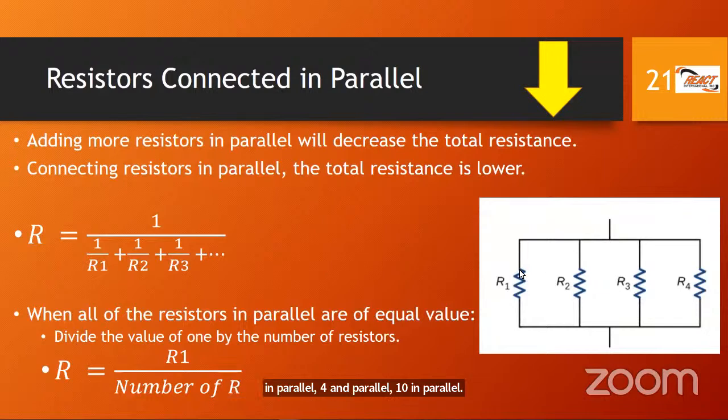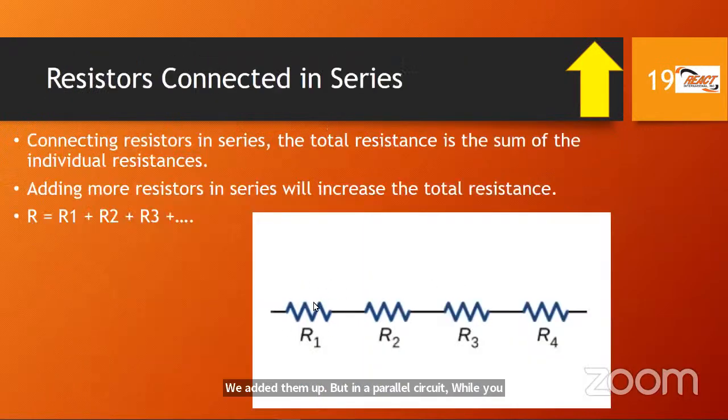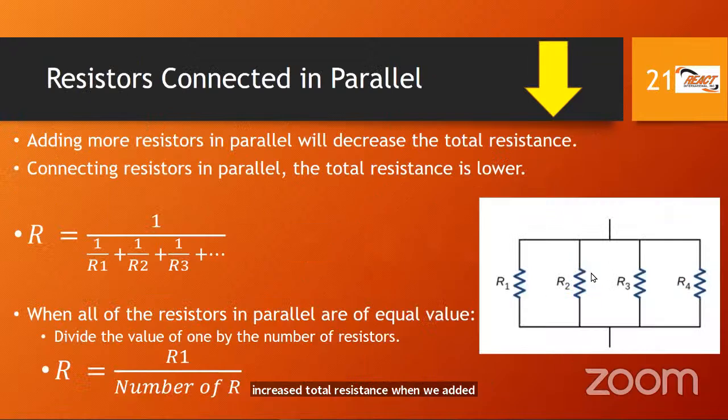The issue is, whereas before in series, we added the resistances up to get the total resistance. In the case of the series resistor, we have an increased total resistance when we add more resistors. In the case of a parallel, the more resistors you add, you're actually lowering the resistance, right? So that's the property of a parallel type circuit with resistors.